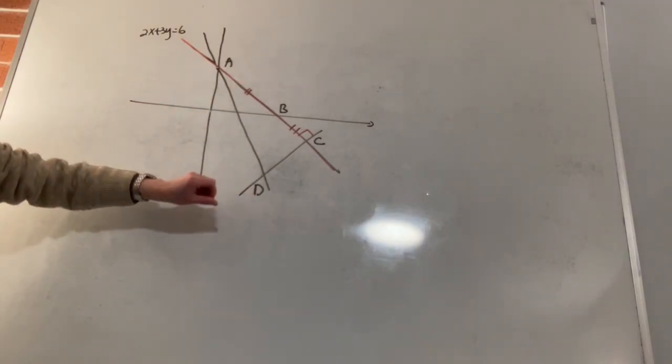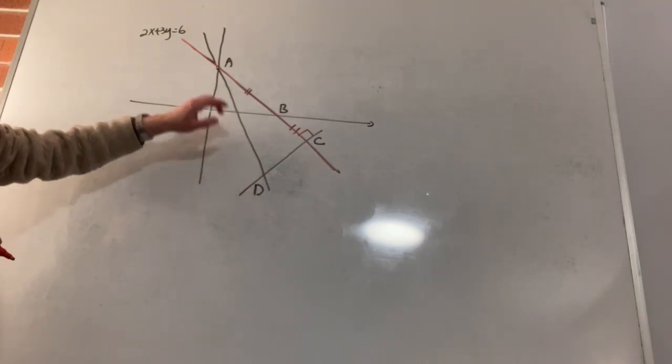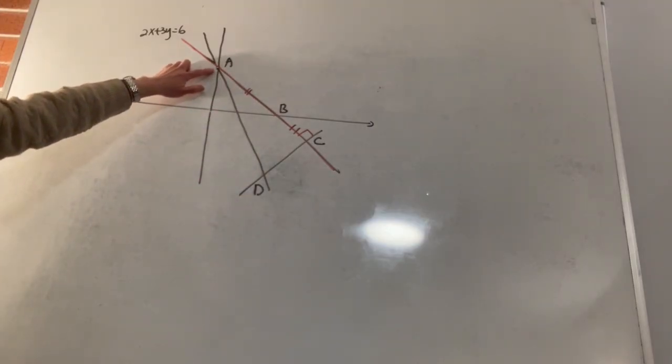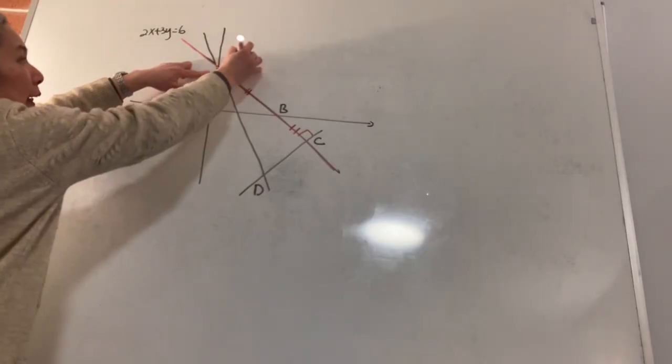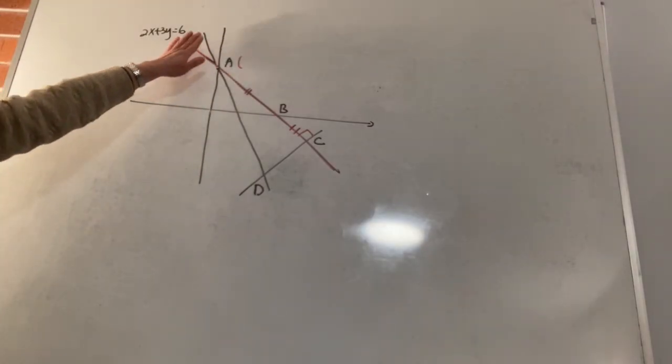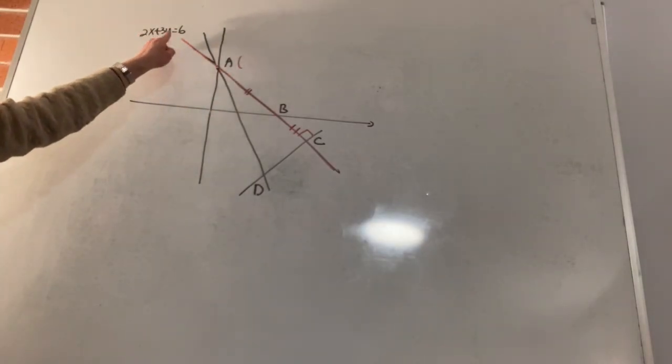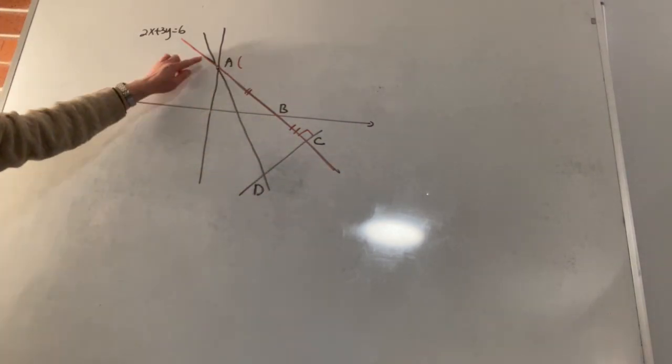Alright, to start with, can you tell me what is the coordinate for A? This one? This one. What's the A coordinate? How do you find a coordinate? Ignore all other lines. I want you to look at this red line in here. How can you find out the coordinate for A?